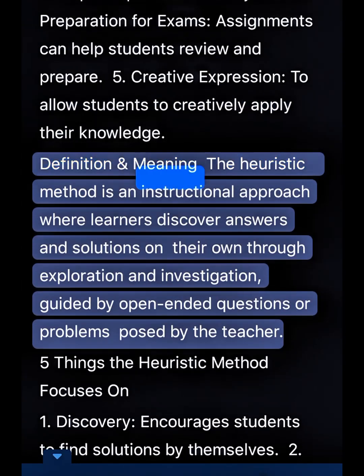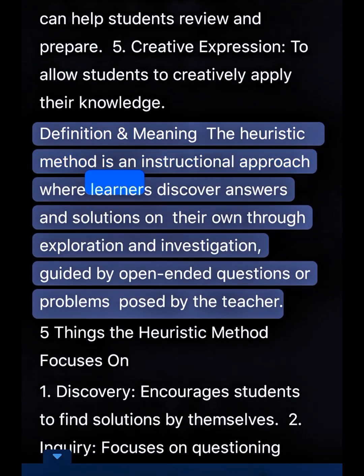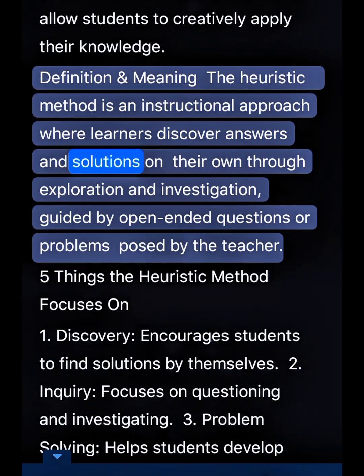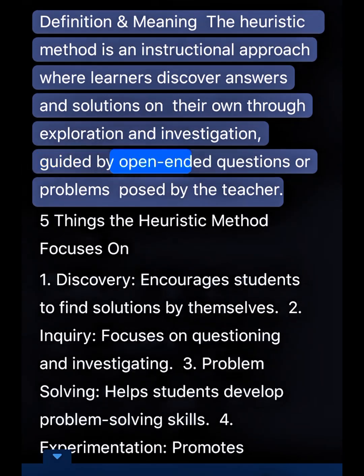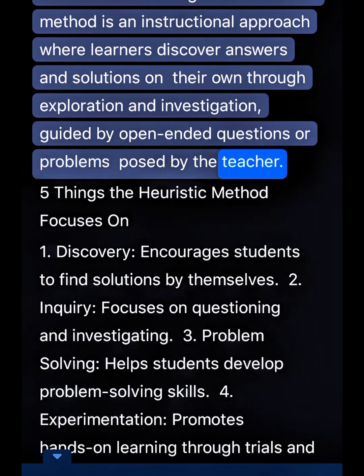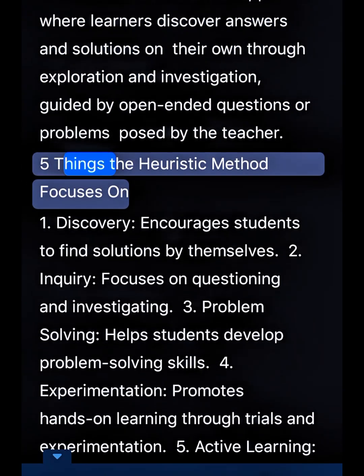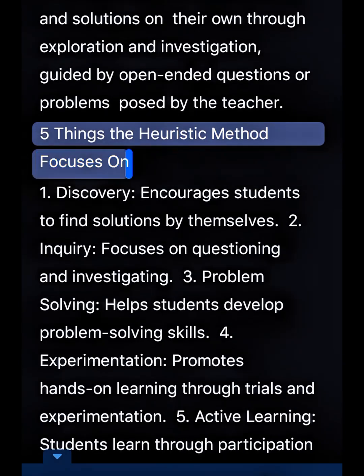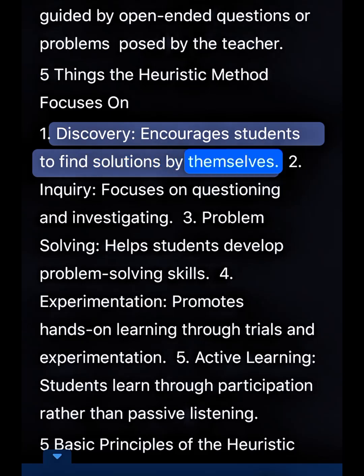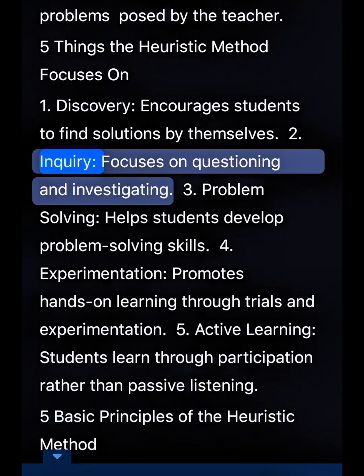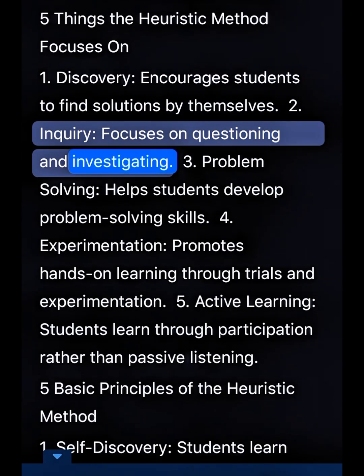Definition and meaning. The heuristic method is an instructional approach where learners discover answers and solutions on their own through exploration and investigation, guided by open-ended questions or problems posed by the teacher. 5 things the heuristic method focuses on. 1. Discovery. Encourages students to find solutions by themselves. 2. Inquiry. Focuses on questioning and investigating.